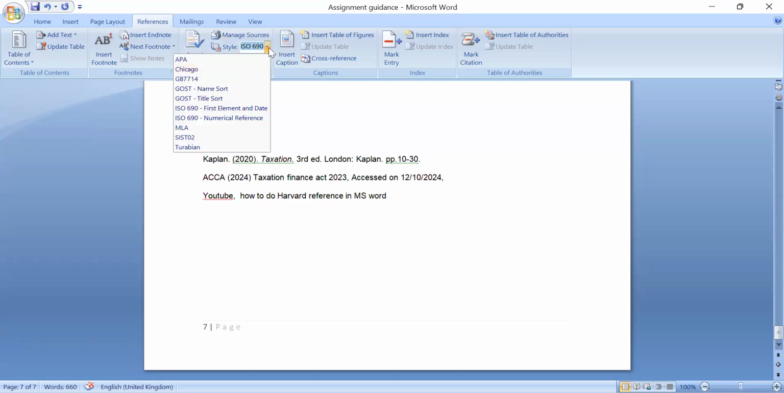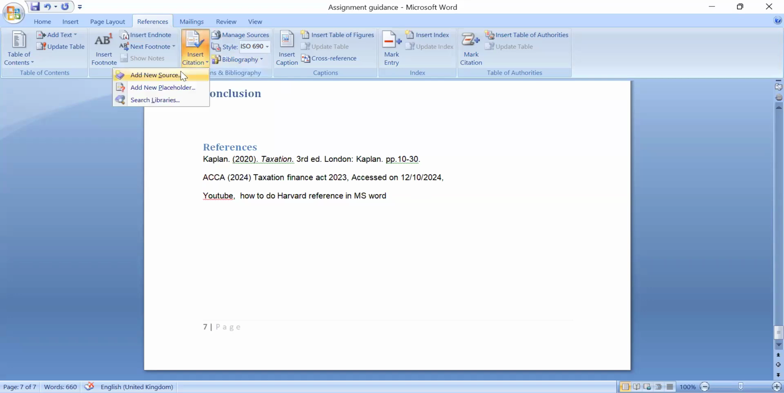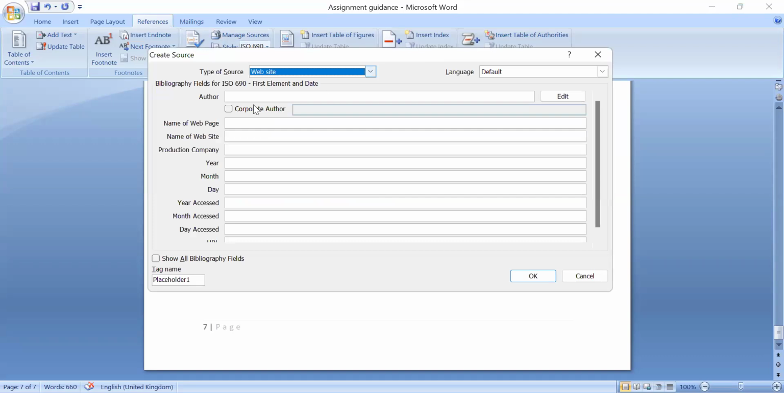You can change the style to Harvard. Sorry, this software is old. When you do, you can change to your style, Harvard. And here, insert citation. If I add any source, whichever, that's one way as well. Let's say I'm using Kaplan, and the website was Kaplan. Can you see all?